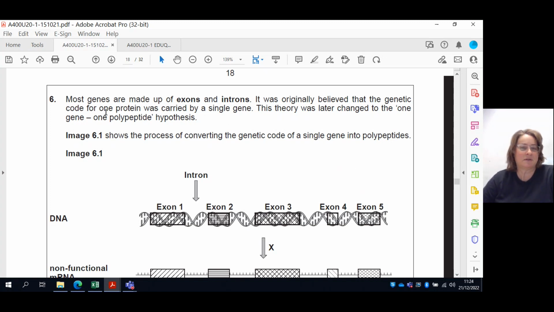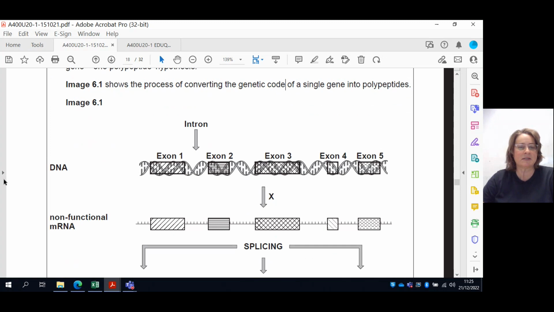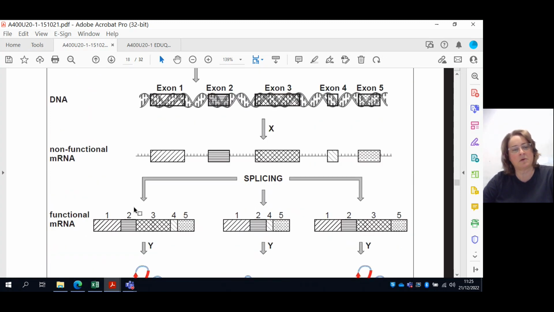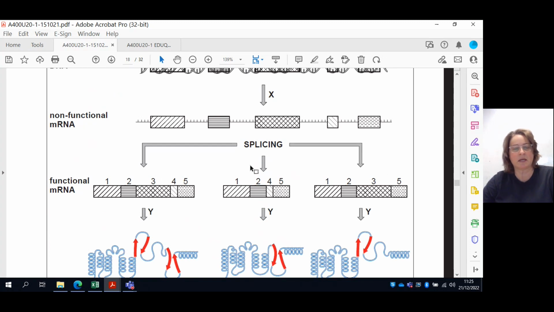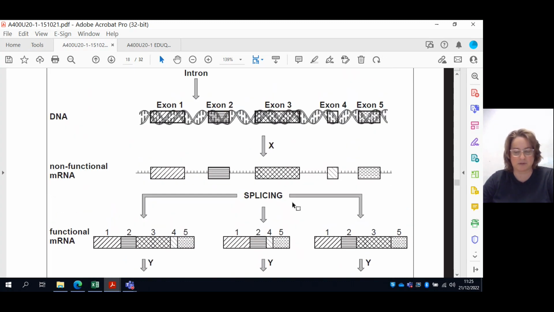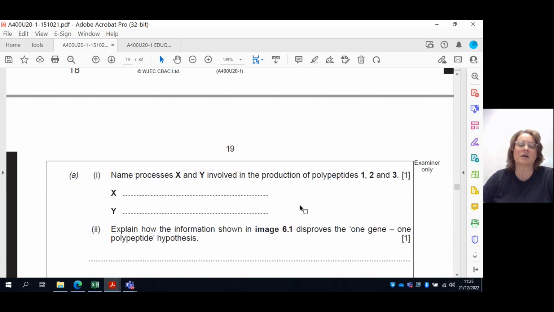Right, it gives you the scenario of a polypeptide being made, or several polypeptides being made. The idea you're getting from the DNA, you're copying that one, you've got the exons and introns, and you're doing the splicing. An amazing diagram. You've got the DNA, pre-mRNA, then your functional mRNA after splicing, combined in 3 different ways. So your exons have been combined in different ways to make 3 different polypeptides from the same original piece of DNA.